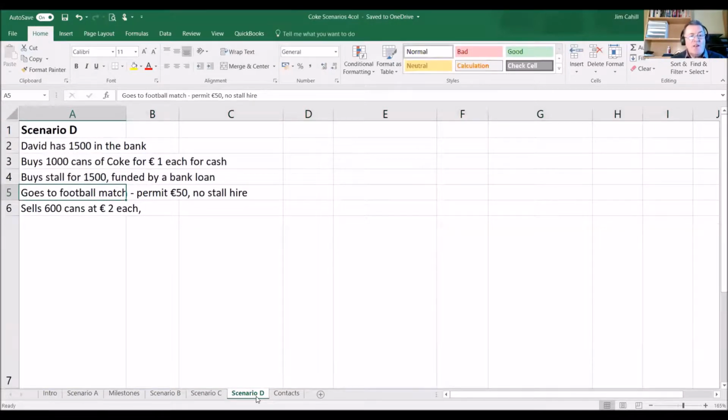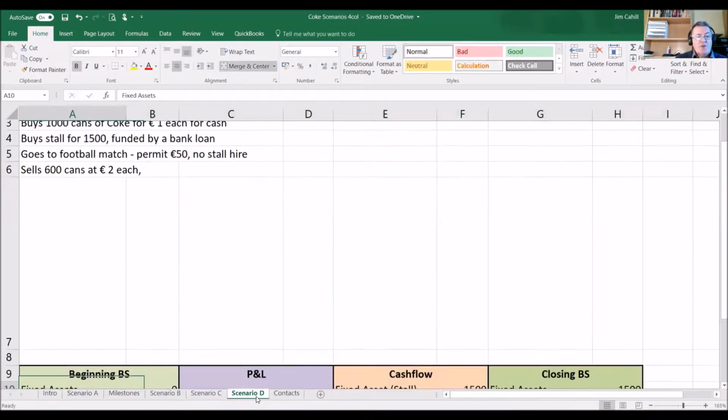This time we've got David. David has €1,500 in the bank, and David buys 1,000 cans of Coke for €1 each. He buys a stall for €1,500, but this time he's going to fund that with a bank loan. So he goes to the football match, and this time he buys the permit, but he doesn't have to pay for stall hire. And he sells his 600 cans at €2 each.